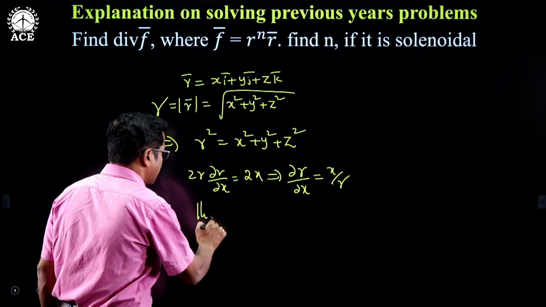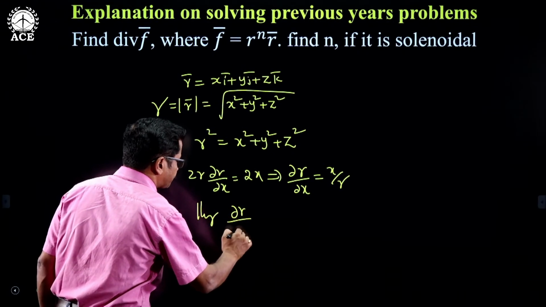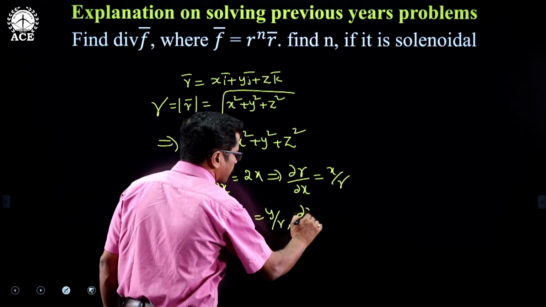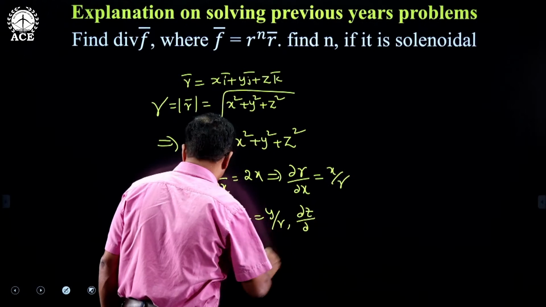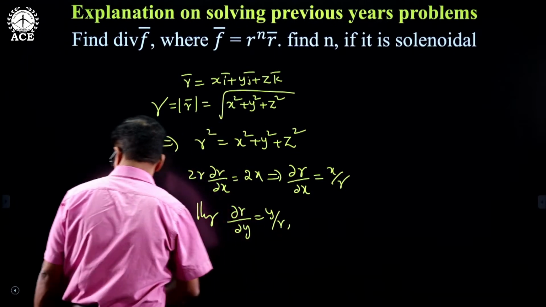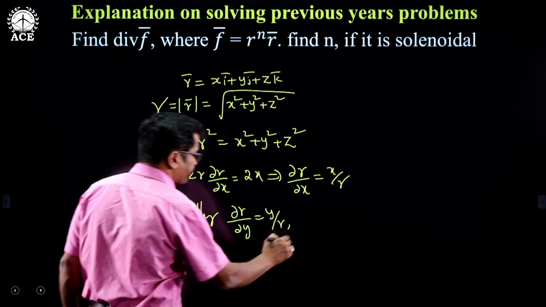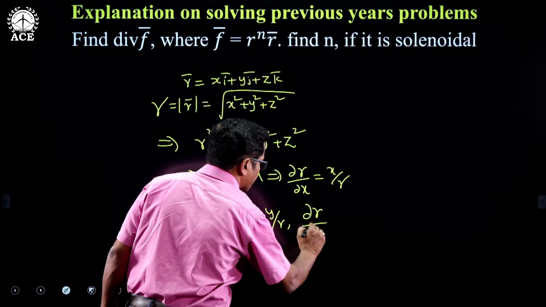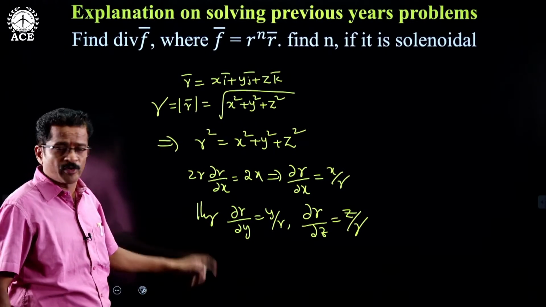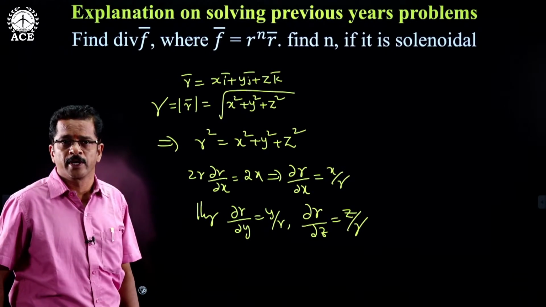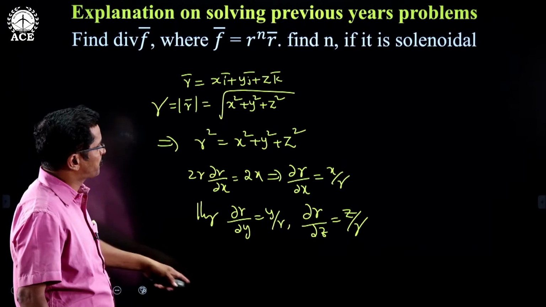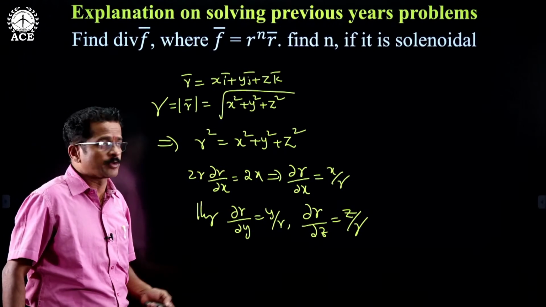Similarly, dou r by dou y is y by r, and dou r by dou z is going to be z by r. So this information you need to provide for f bar equals r power n into r bar. If you provide this information, you will get 1 mark for proving that.